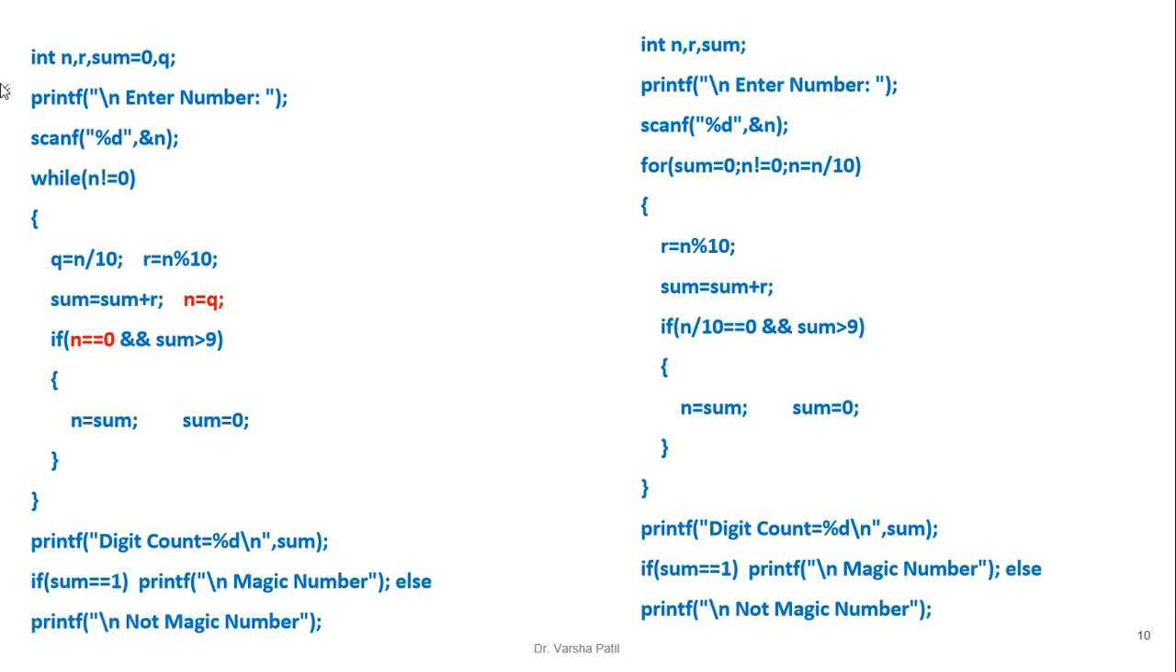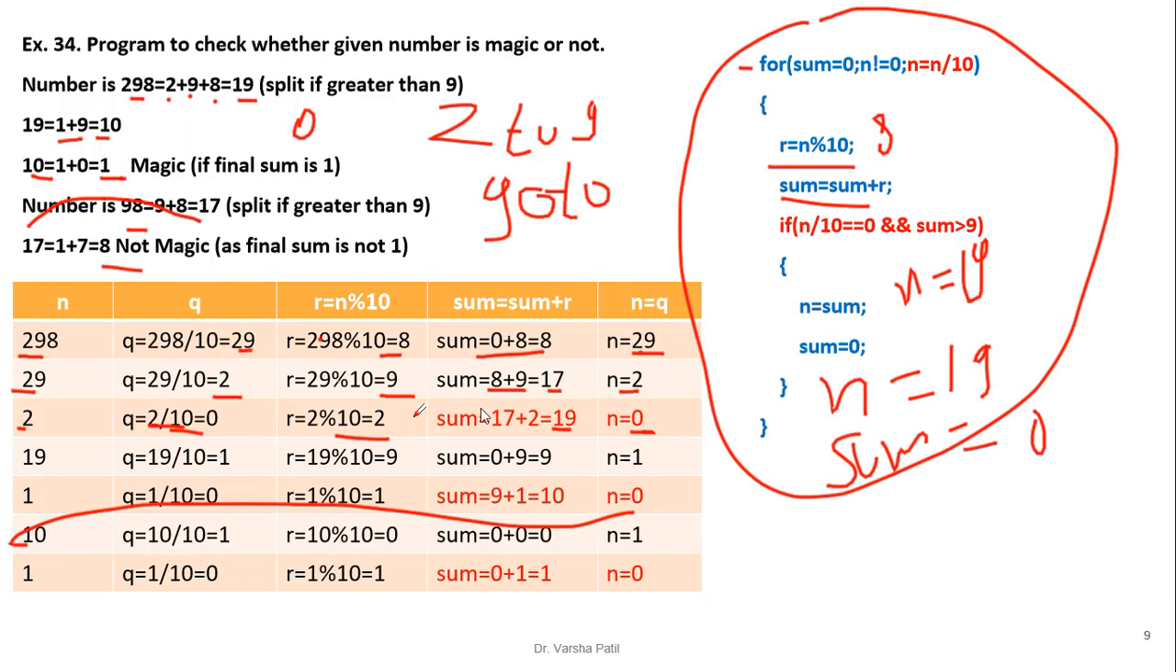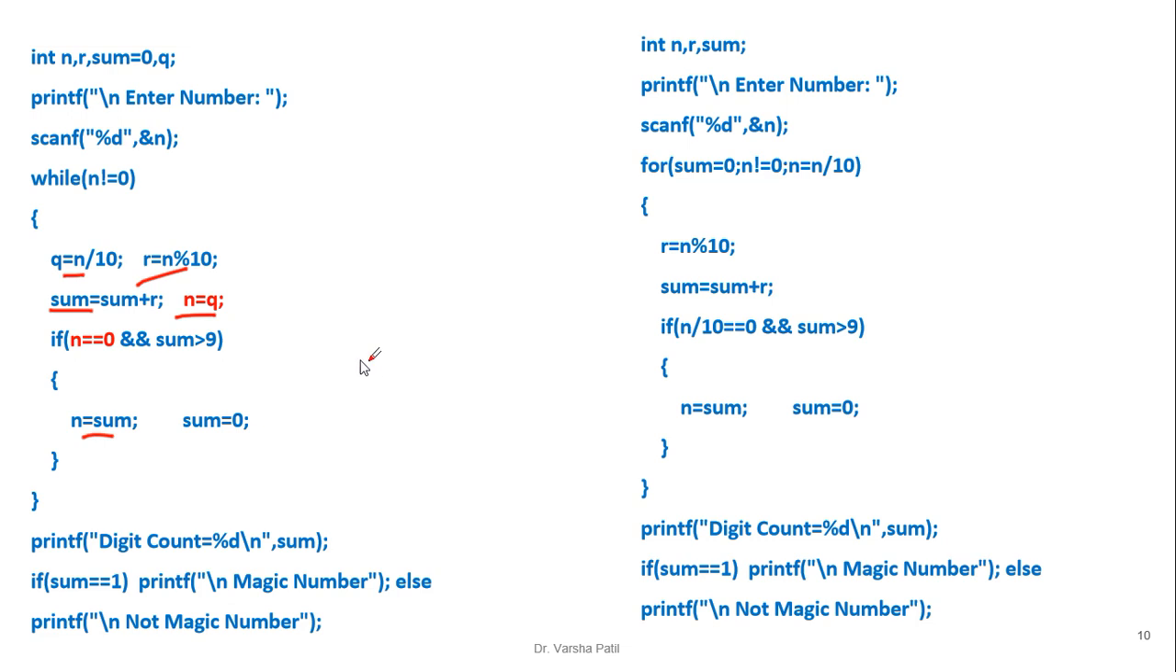Now see, while n is not equal to 0, we will find out quotient, we will find out remainder, we will make sum, n equal to q. So when n becomes 0, it means we are not going again into this loop. So when we are making n equal to 0, at that time immediately we check. When we make n equal to 0, it means we are not going in the loop next time, but at the same time we check if it is 0 and sum is greater than 9, then we make n equal to sum. So sum becomes 19, n becomes 19 here, and sum becomes 0.